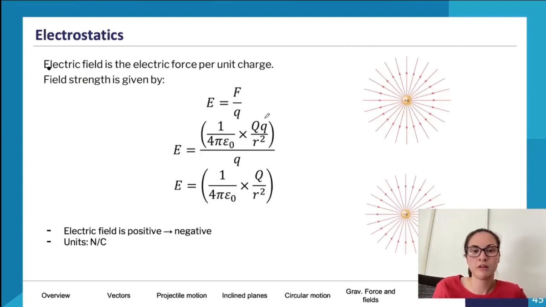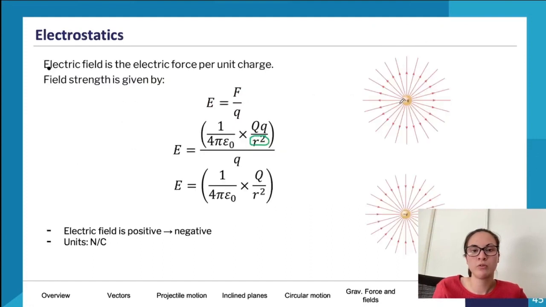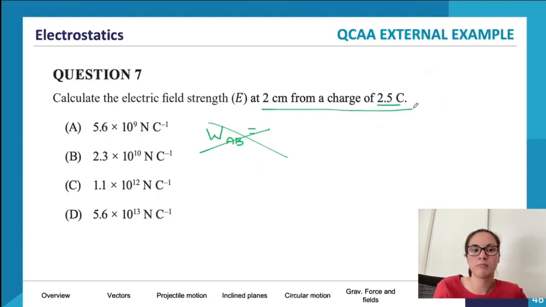Make sure that you put in 2 centimeters here, but make sure it's in meters. And this is 2.5 coulombs. This is the formula that you'll be using, because you're only talking about 1 point charge. So this is where you have that information from here.